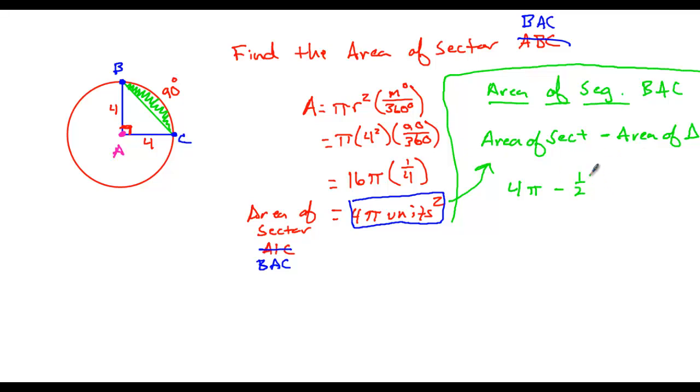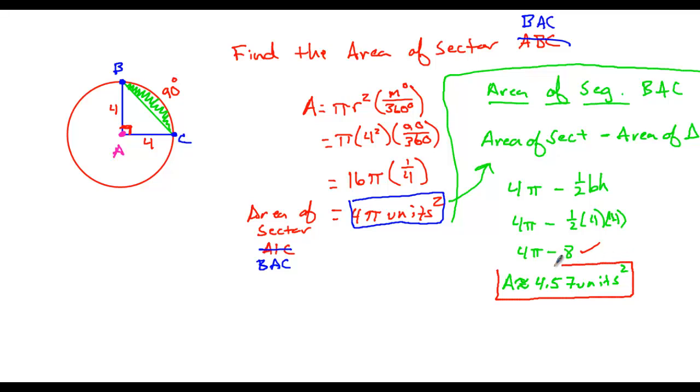And the area of that triangle is 1/2 base times height. So it's 4 pi minus 1/2 of 4 times 4. So it's 4 pi minus 4 times 4 is 16. Half of that is 8. So 4 pi minus 8. The area is approximately equal to 4.57 units squared. If the problem said leave your answer in terms of pi, that would be your answer. But we're going to round it anyways just so you can see how this all works.